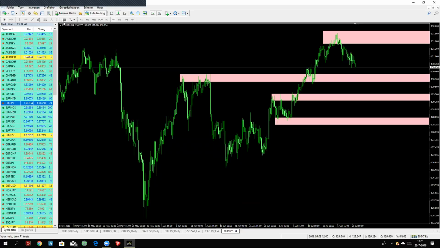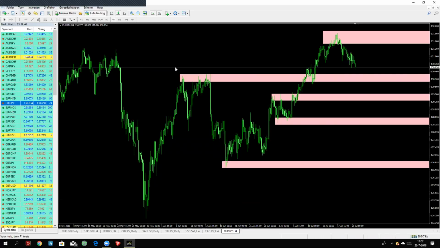Keep it simple. Looking for rejection levels, more rejection areas where price reacts and rejects or breaks. I'm a breakout trader. I'm a Forex Scalper. I scalp. I'm not a swing trader. So this is what I see on Euro GPI.